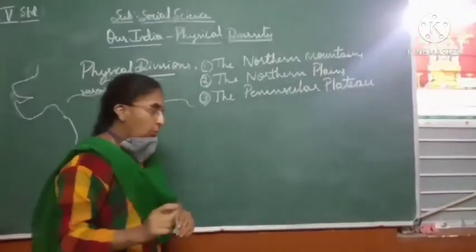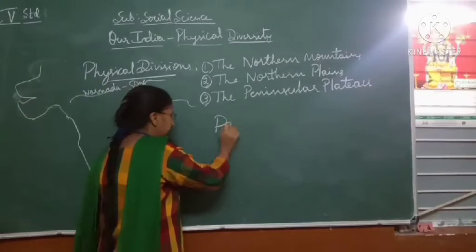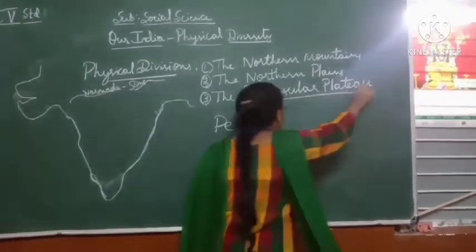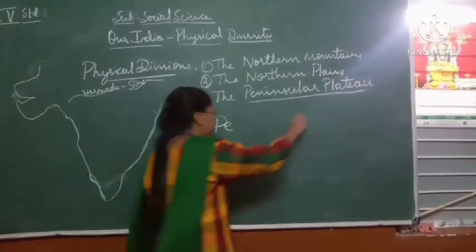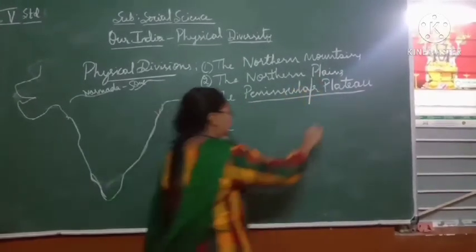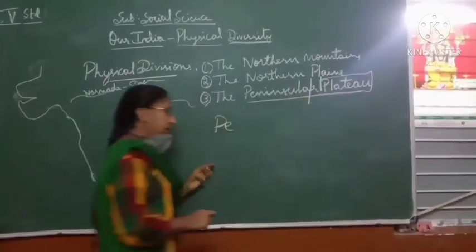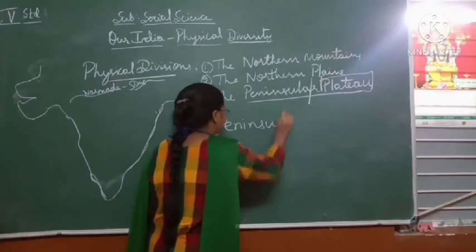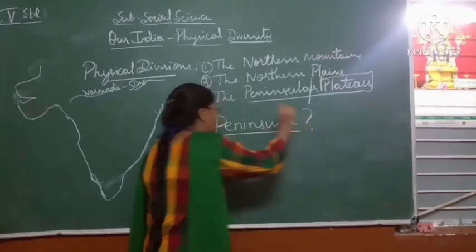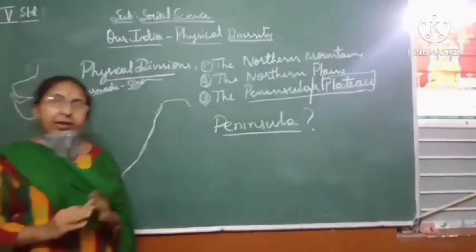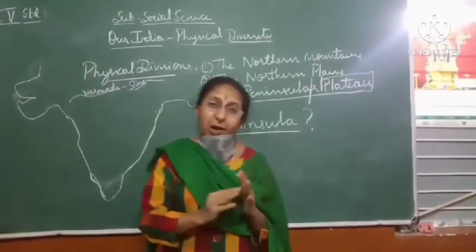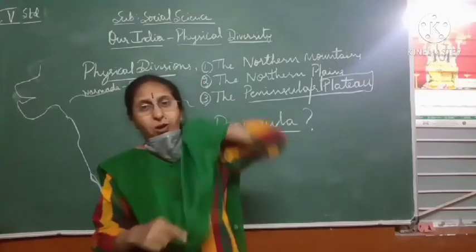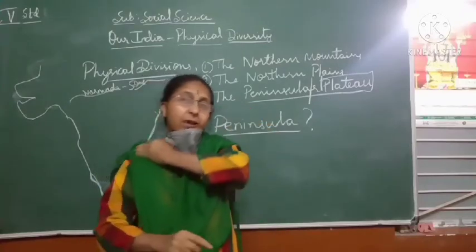Now, first, what is a peninsula? See, we are learning the third physical division, peninsular plateau, right? In that, there are two terms. One is peninsula and the other one is plateau. First, what do you mean by a peninsula? Peninsula means a large area of land, a vast area of land surrounded by water on three sides. That is called a peninsula.